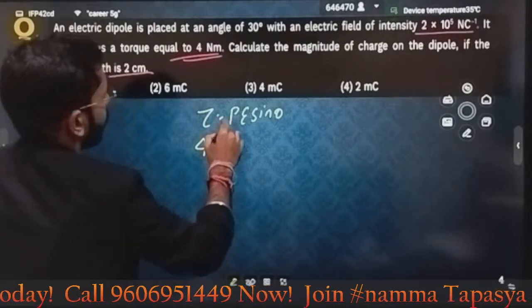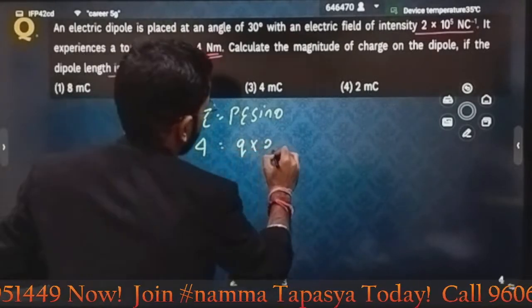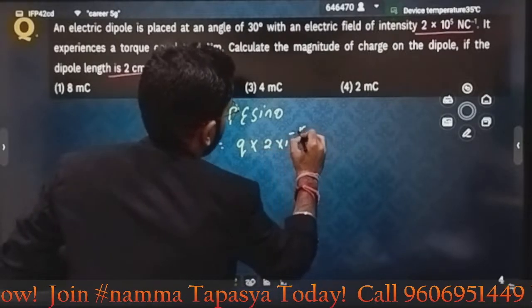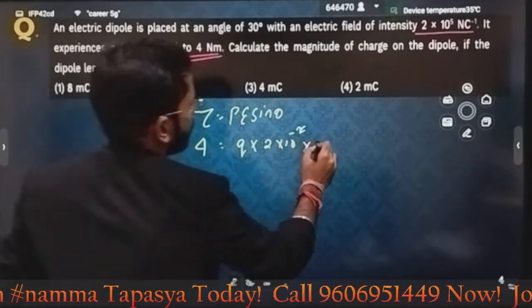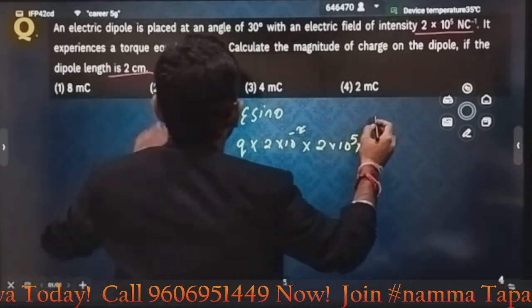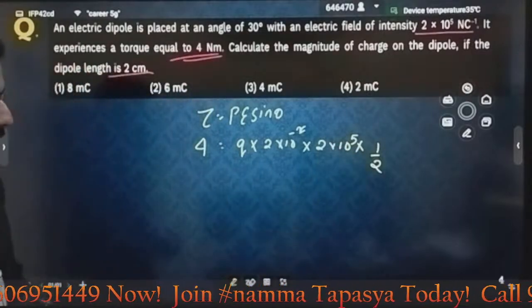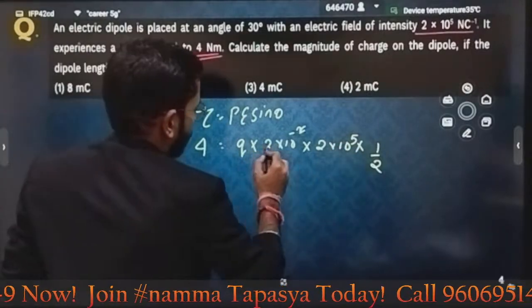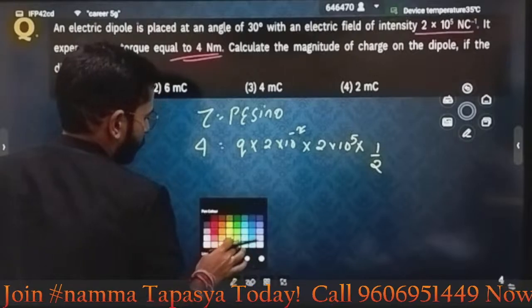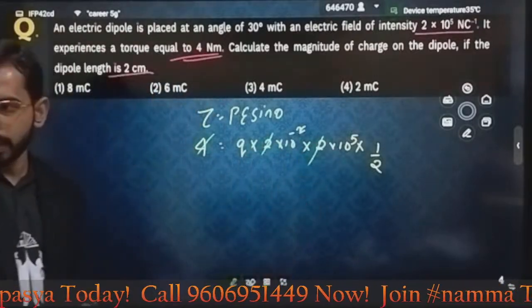It is equals to 4. P can be written as q into the distance. Distance is how much? 2 centimeter. That means 2 into 10 power minus of 2 into E. Electric field is equals to 2 into 10 power 5 into sine of theta, sine of 30, that is equals to half. This is what you will be getting. Fine. So I can simply solve this, cancel this. This much will be simply cancelled out.